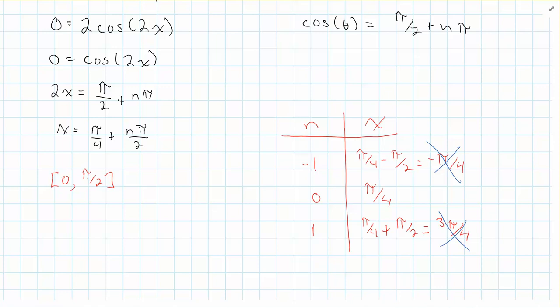And so I only have one number, but the theorem says there's at least one, and the number in this case is pi over 4.